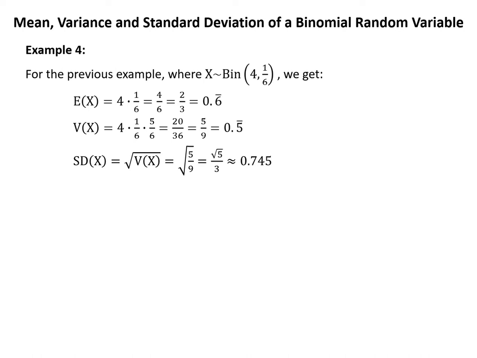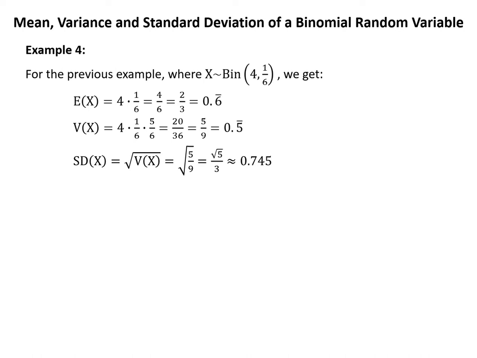So in example 4, we work out the previous example where x is distributed binomially with n equals 4 and p equal to 1/6. We get the expected value of x equaling 4 times 1/6, which equals 4 over 6, or 2/3, which equals 0.6 repeated. And the variance of x is equal to 4 times 1/6 times 5/6, which is equal to 20 over 36, which reduces to 5/9, which equals 0.5 repeated.